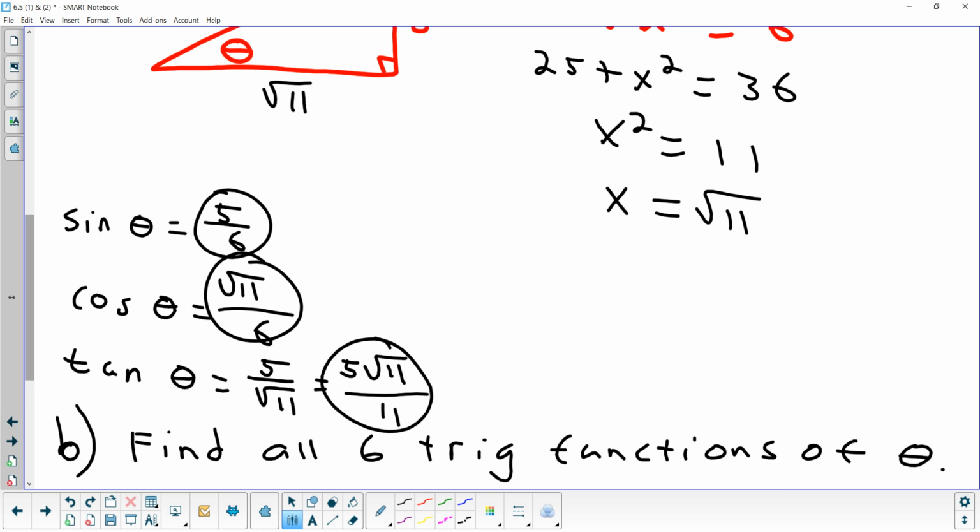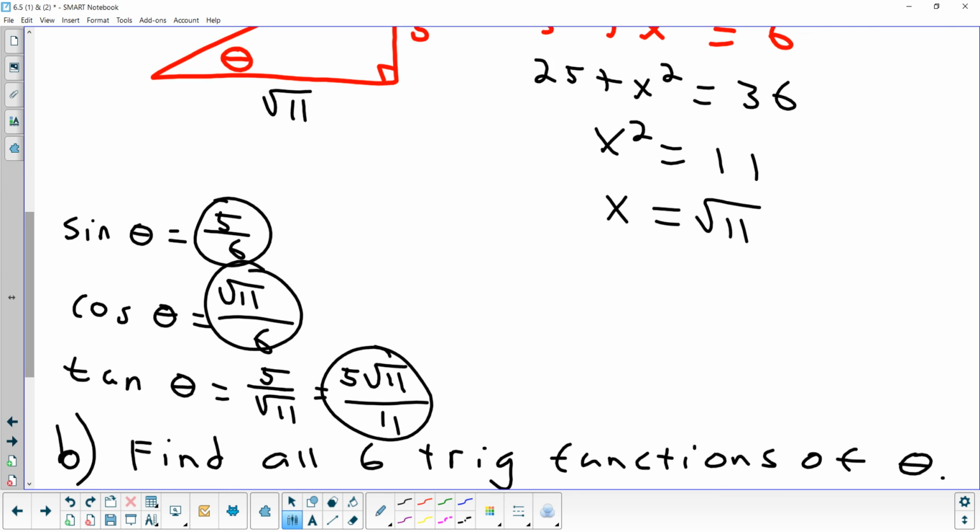Okay, so those are the first three. Now, what do we do? Because we don't really have to do too much work. Once we have the 3 on the left, what do you do with each one of them to get the 3 on the right? Yeah, just flip them. So cosecant. That one's pretty easy because we don't have to deal with a square root. 6/5.